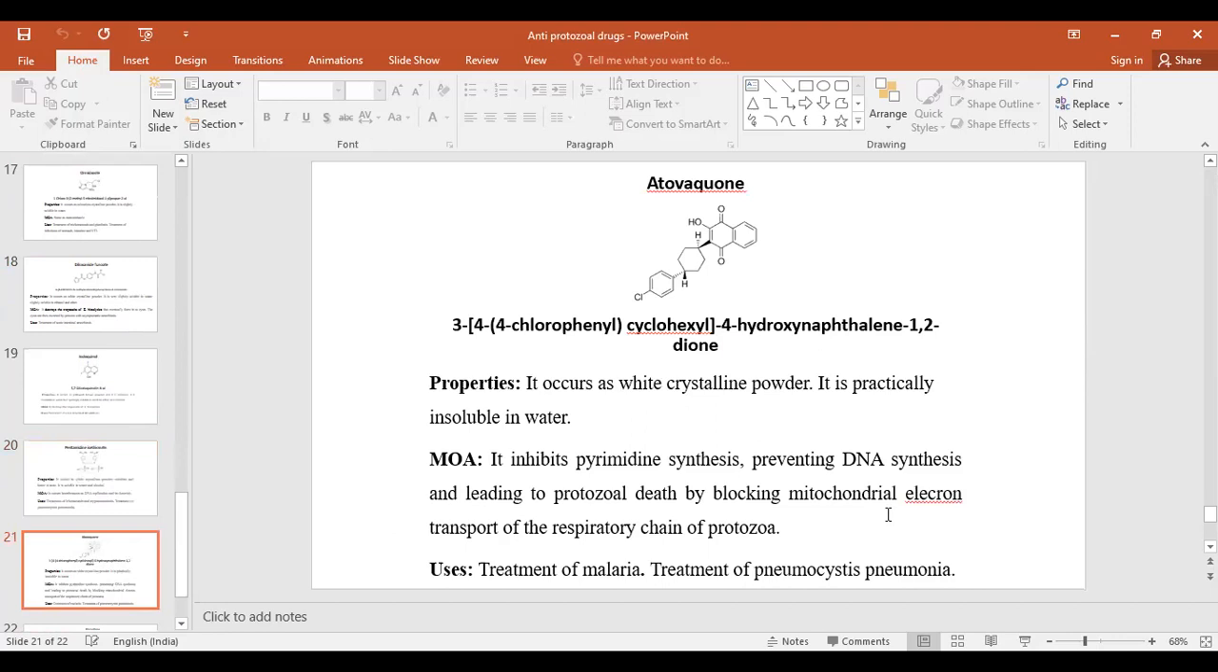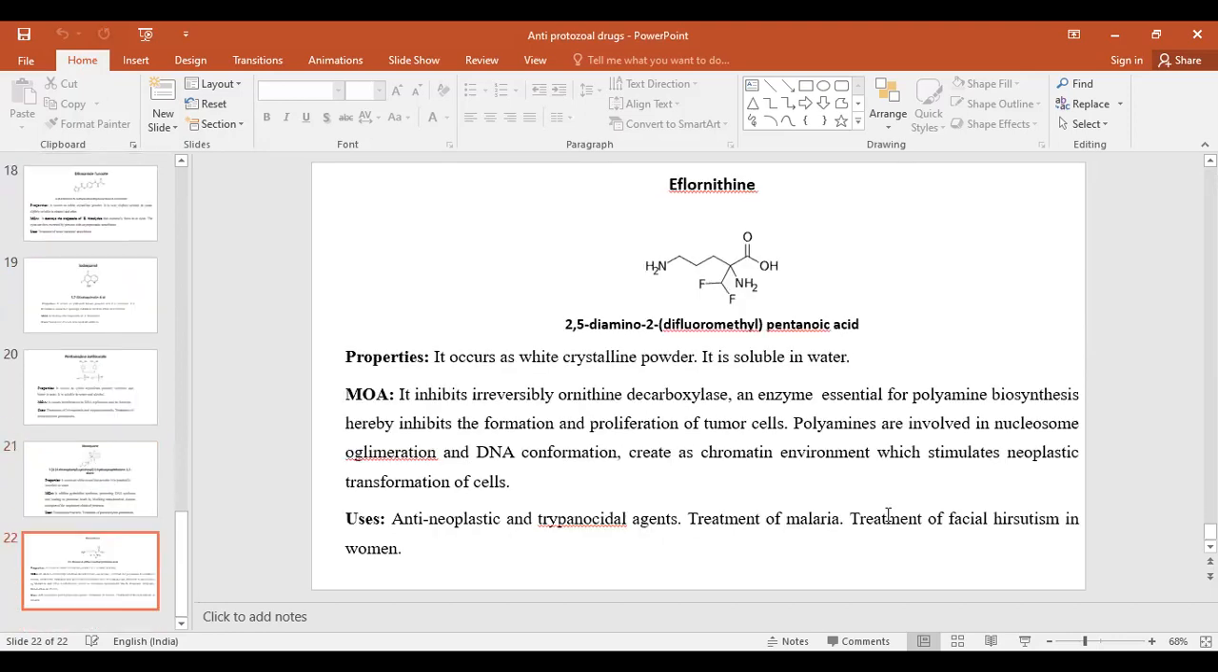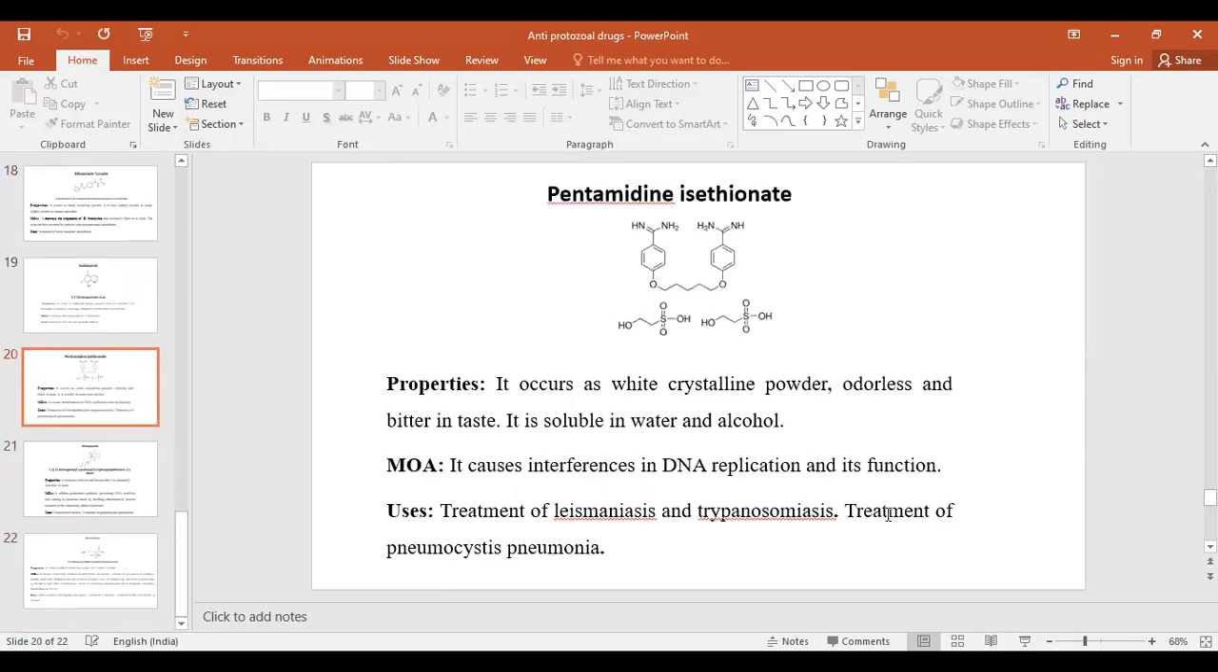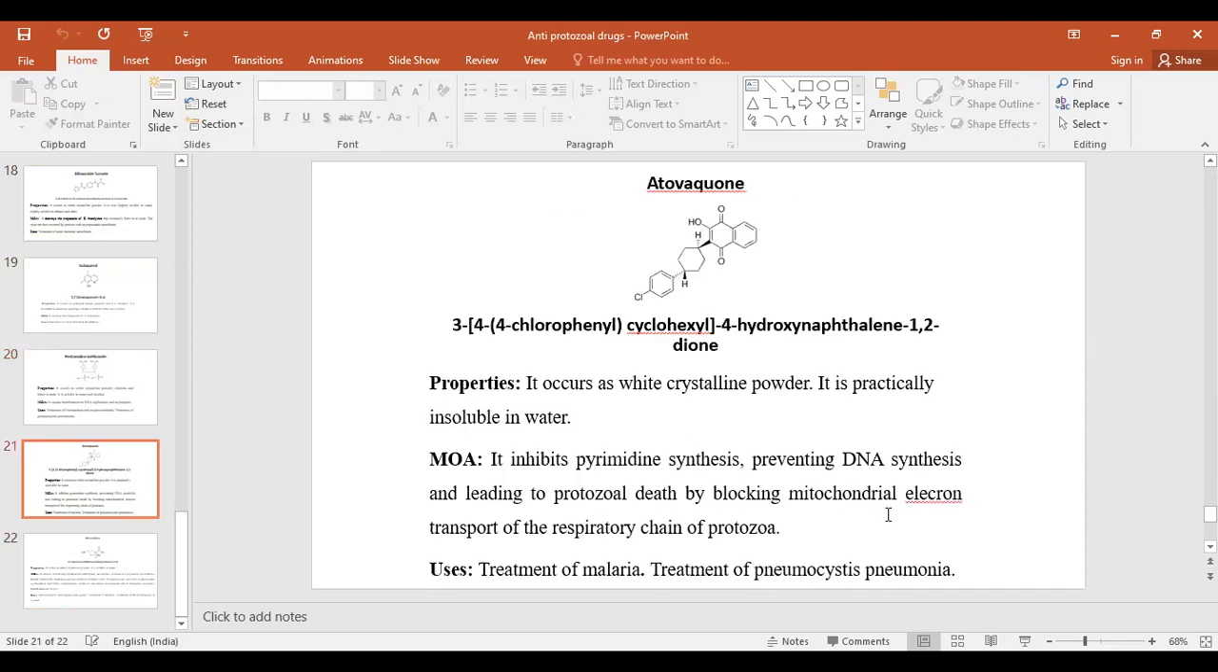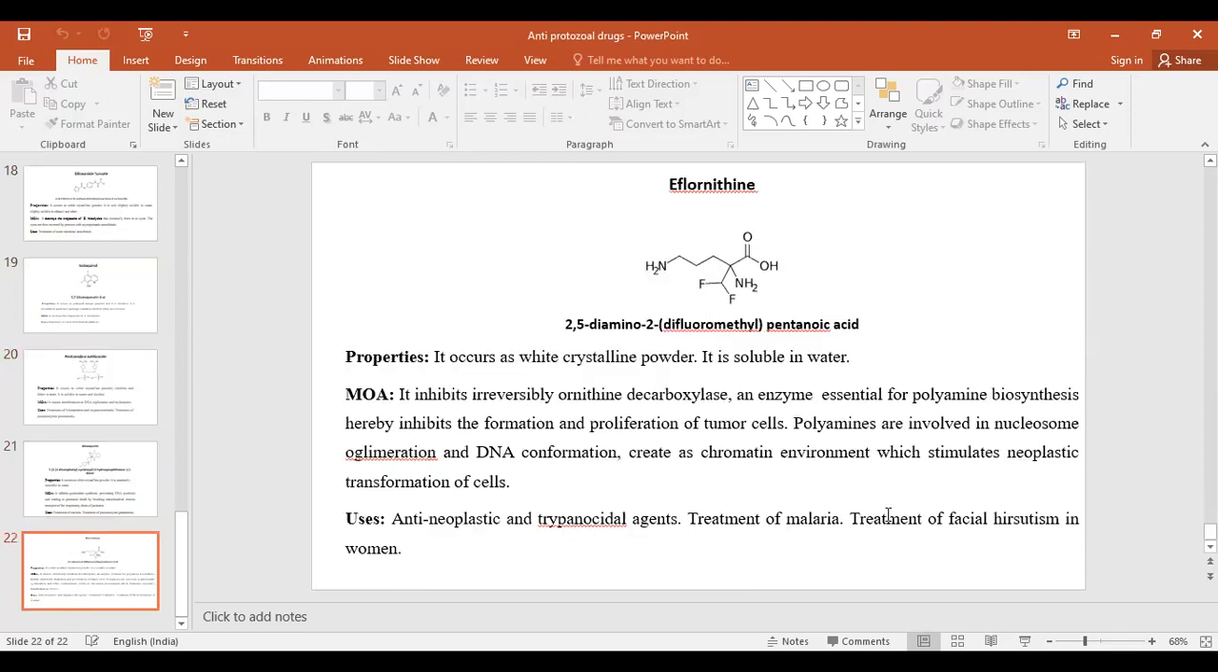Iodoquinol. These drugs are not to be missed, so you have to study this drug, iodoquinol. Iodine is there. 5,7-diiodo-8-hydroxyquinoline. It occurs as a yellowish brown powder and it is odorless. It is insoluble in water but sparingly soluble in alcohol. It destroys the trophozoites of Entamoeba histolytica and is used for treatment of acute intestinal amoebiasis. So this is the structure that you should study on your own. Thank you everyone. Thank you for your patience.